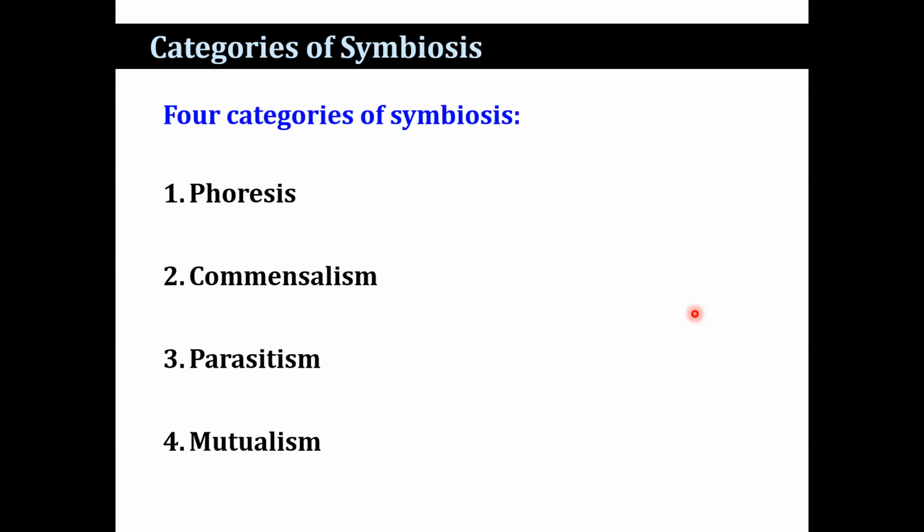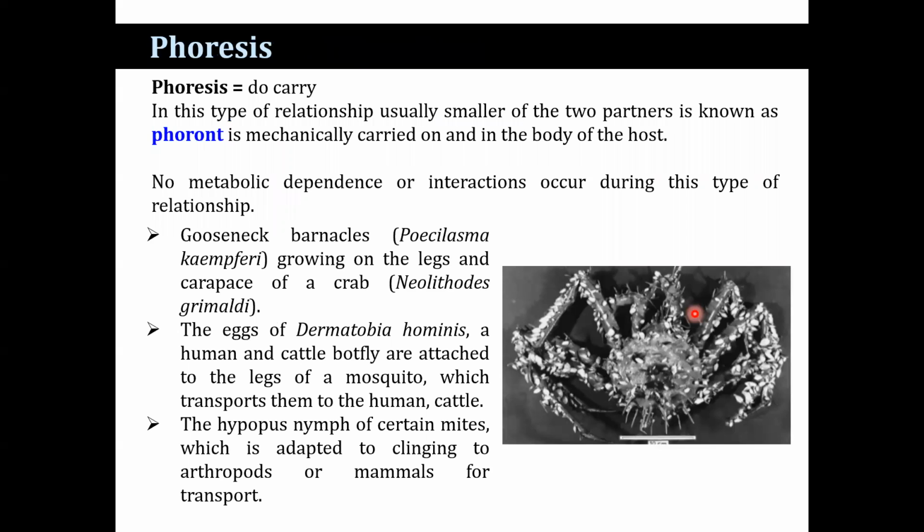The first one is phoresis. Phoresis means to carry, and in this type of relationship, usually the smaller of the two partners, known as the phoront, is mechanically carried on the body of the host. And no metabolic dependency occurs in this type of interaction.